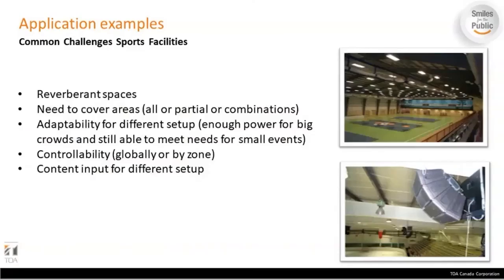Common challenges of sports facilities. A lot of installers find challenges when they're designing a system. Most important again is reverberant space. Second is the need to cover all areas, all or partial or combination. Third is adaptability for different setups, and enough power for big crowds. Fourth is controllability, right? So it's whether you want to have this one zone or different zones, or you want the content input for different setups, right? So these are the common challenges that one faces when designing a sports facility.